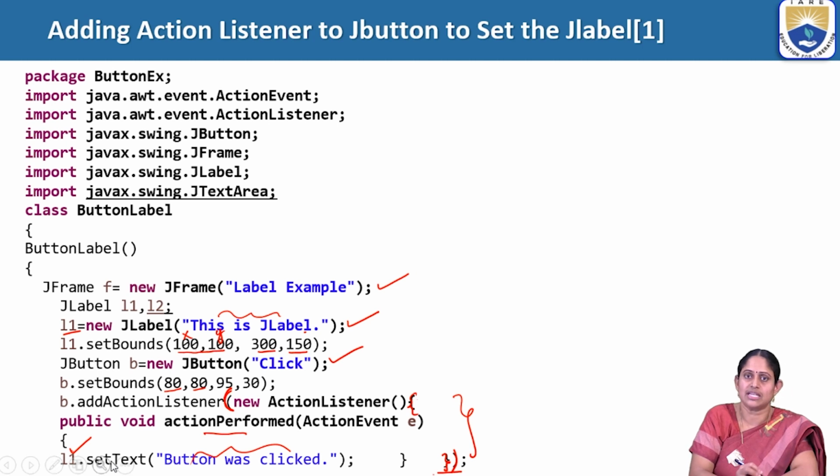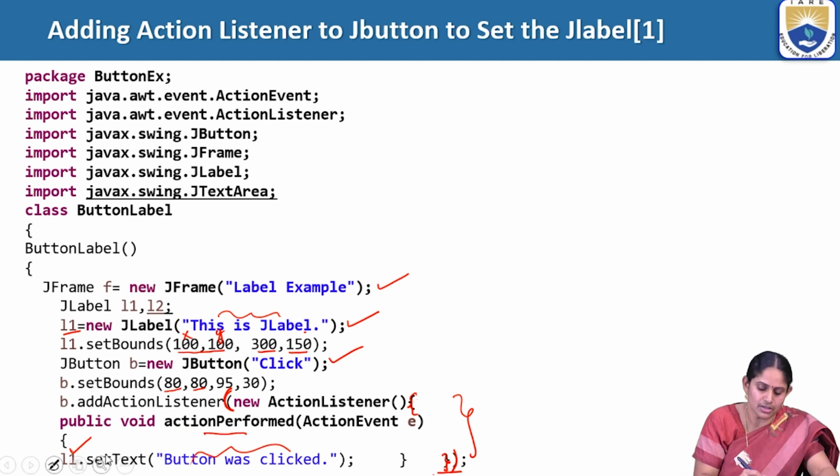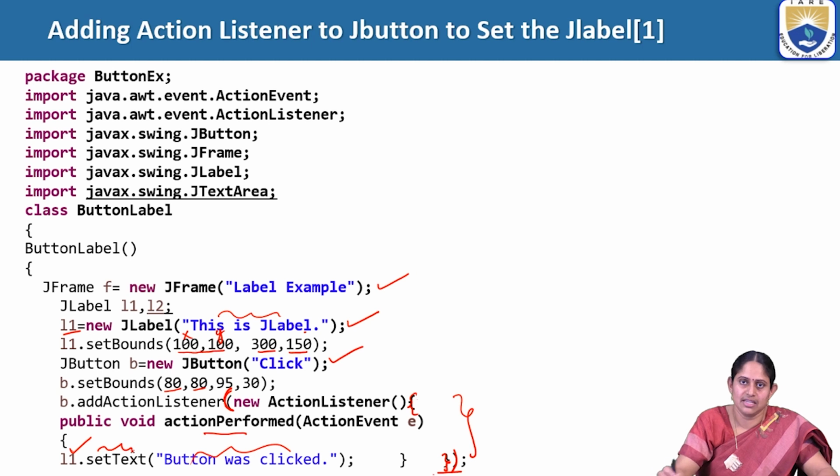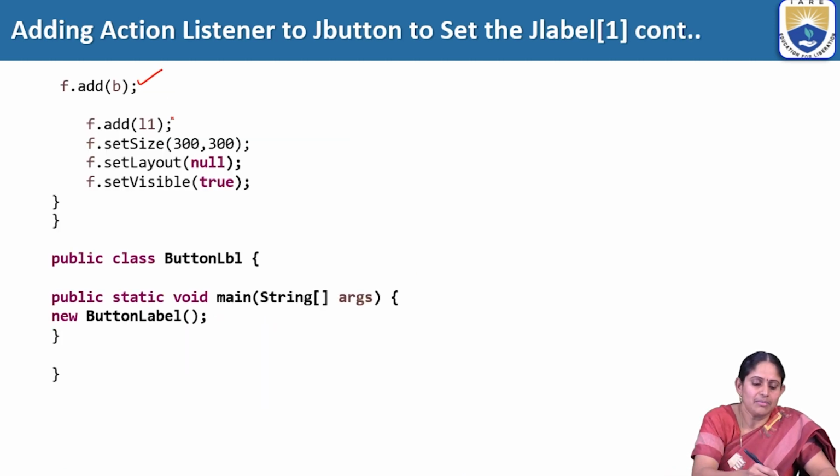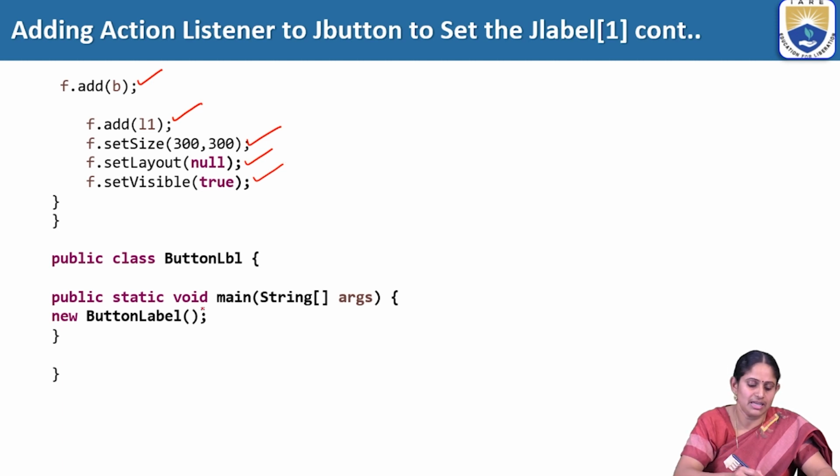So to set the text value of any label, we make use of the method setText. So the setText method will reset the value of the text of that label. Then we are adding that button to the frame and the label to the frame, and then the frame size is set to 300 by 300. We are not making use of any particular layout, and the visibility is set to true, so that the output is visible.